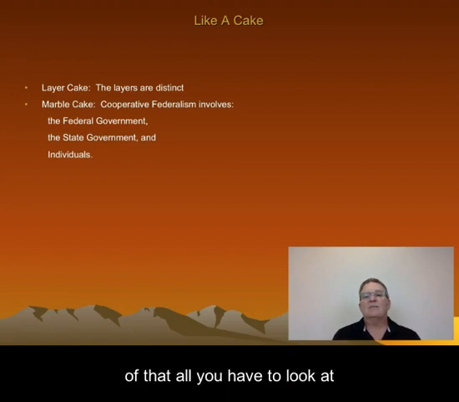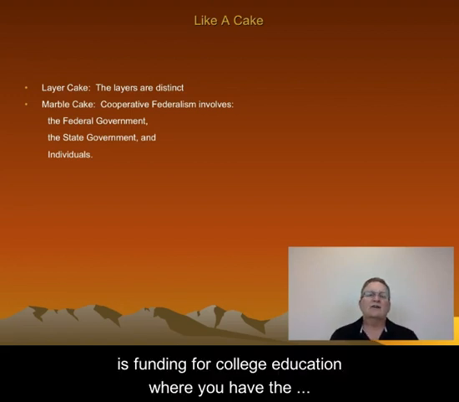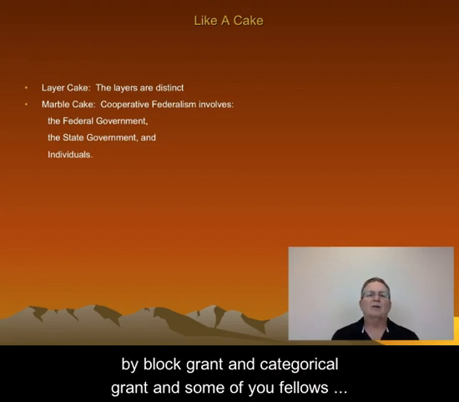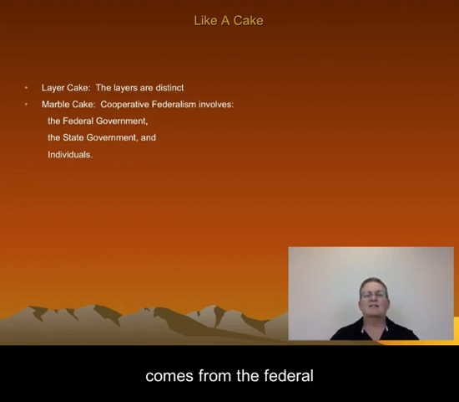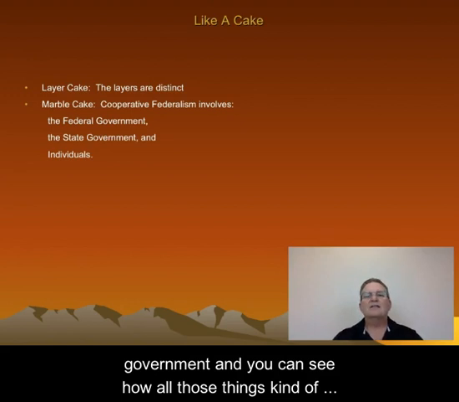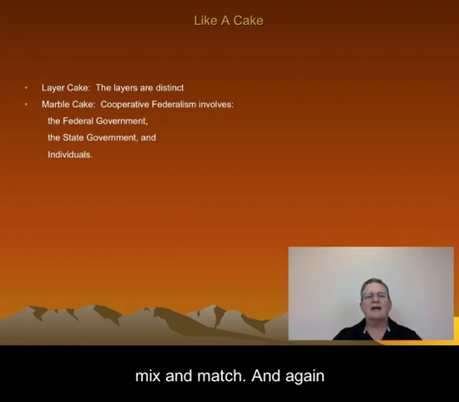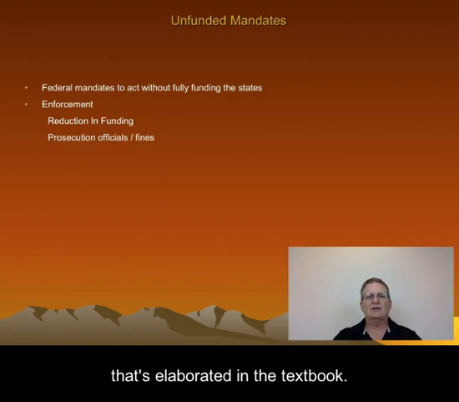And if you'd like an example of that, all you have to look at is funding for college education, where you have the states oftentimes funding by block grant and categorical grant, and some of you or your fellow students may have personal assistance that comes from the federal government, and you can see how all those things kind of mix and match, and again, that's elaborated in the textbook.